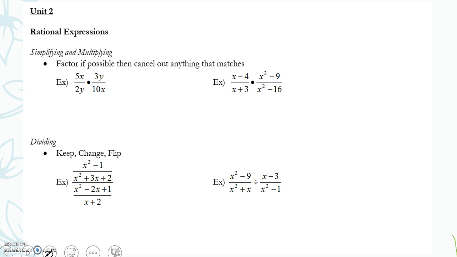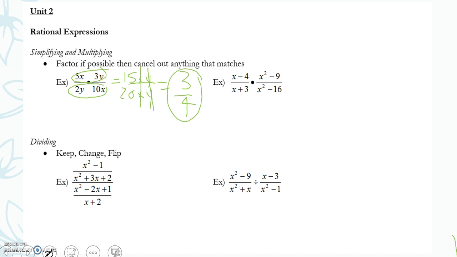For the first example, there's nothing that you can factor because they're only monomials. If that is the case, then you just multiply across the top. That gets you 15xy. And then you do the same thing for the bottom. That gets you 20xy. Then you simplify. The y's can cancel and the x's can cancel, and then you reduce 15 over 20, and that gets you 3/4. And that's your answer.